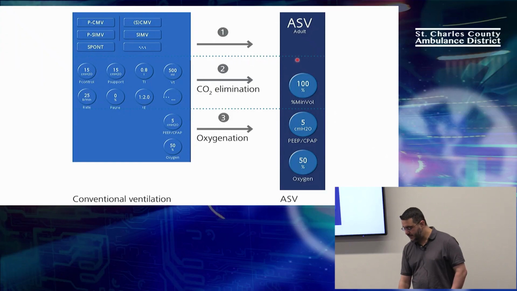So ASV takes all these buttons and puts it down to 3 things. Do you guys see that? Literally, it takes your percent minute volume. And remember what we talked about, what's a normal minute volume for us? It's 10% of my body weight, right? 10% of my body weight. So for your patient, by height, that's your normal percent minute volume.